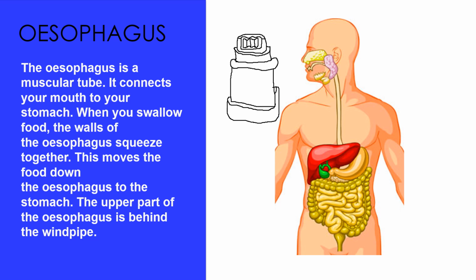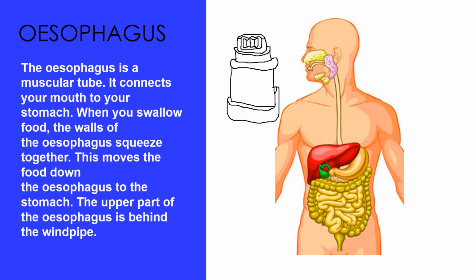Esophagus. The esophagus is a muscular tube. It connects your mouth to your stomach. When you swallow food, the walls of the esophagus squeeze together. This moves the food down the esophagus to the stomach. The upper part of the esophagus is behind the windpipe.